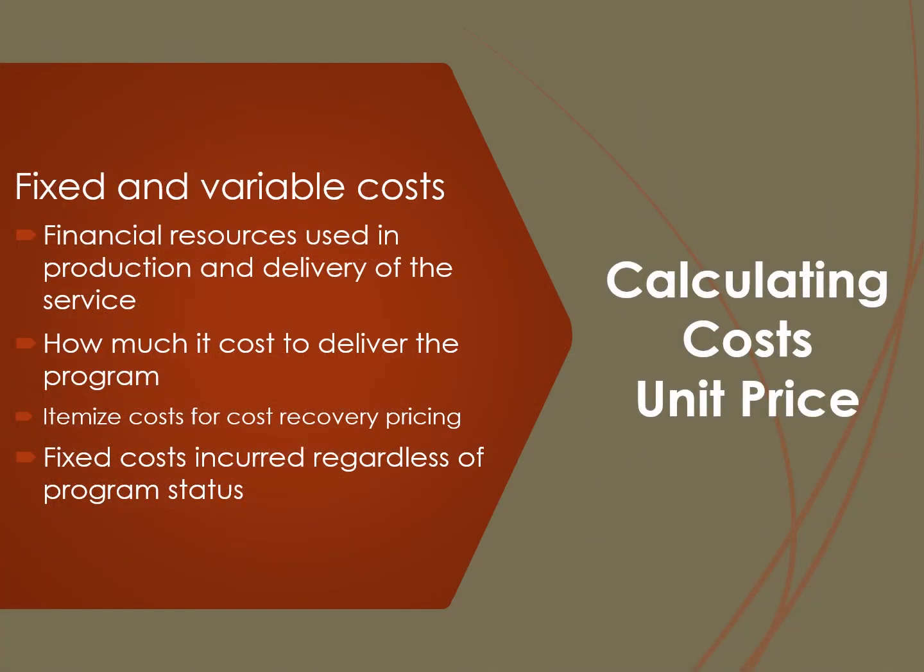When considering fixed and variable costs, we have to know that financial resources used in the production and delivery of the service are fixed costs. So things like the light bill, the water bill, delivery to said place, those are going to be there no matter what. And we've got to think about that also when it comes to delivering programs and additional products. What are the things we have to have no matter what when we're delivering programs?